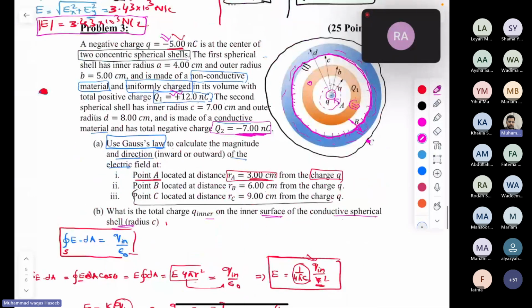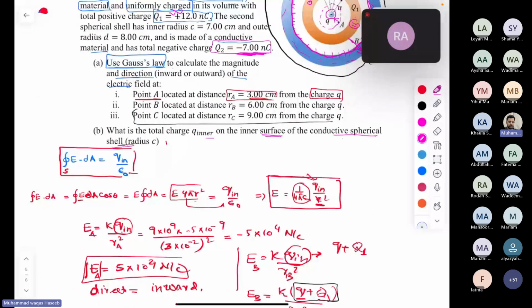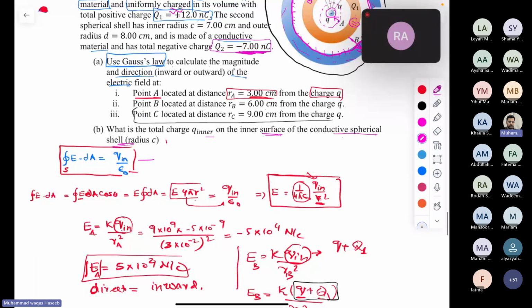If you see this type of question, you have to identify at which point you are calculating the electric field. So you apply your Gauss law. By applying Gauss law at any point, you have to draw a Gaussian surface and calculate this area integral. For a closed sphere, the surface area will always give you 4 pi r squared. That's how we calculated over here.